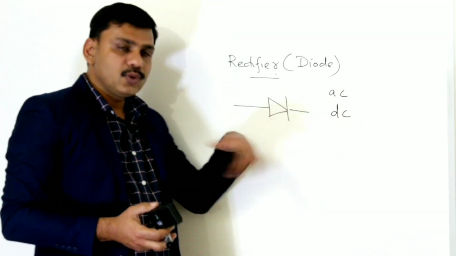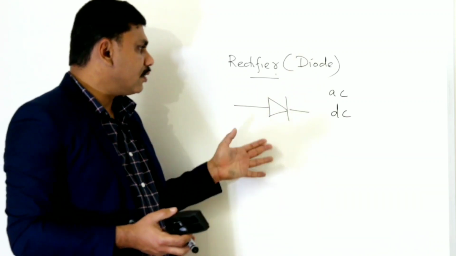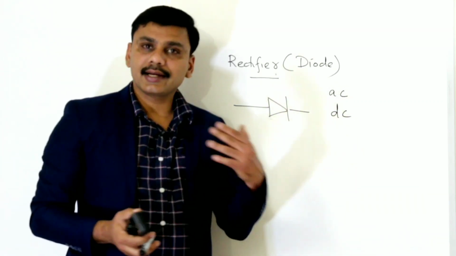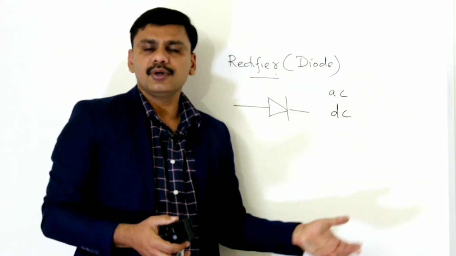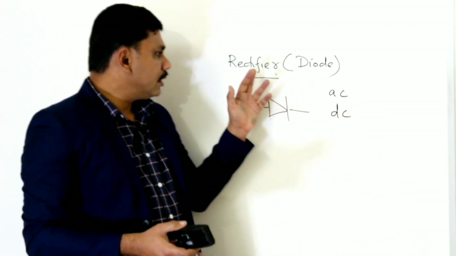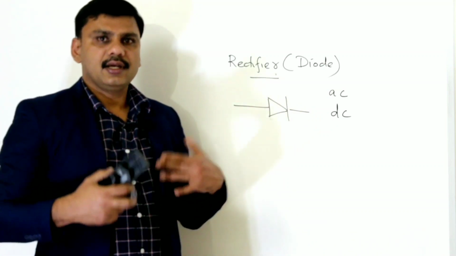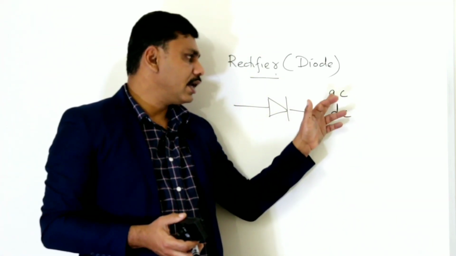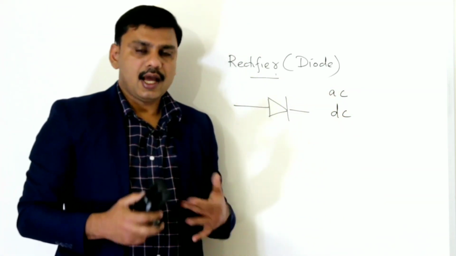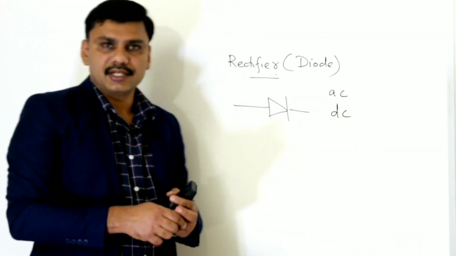So a diode is doing what? A diode is converting alternating current to direct current. And that's why it is known as rectifier. So rectifier means it's a device which converts alternating current to direct current. And the process is known as rectification.